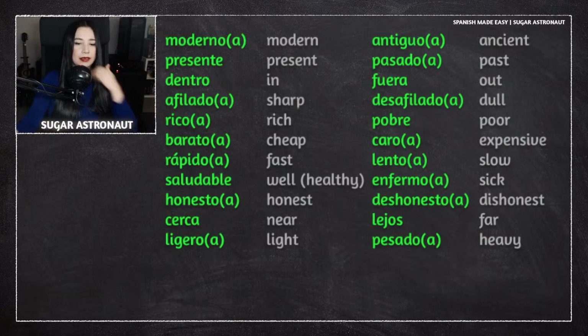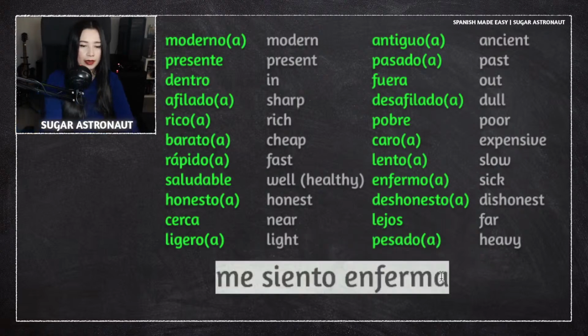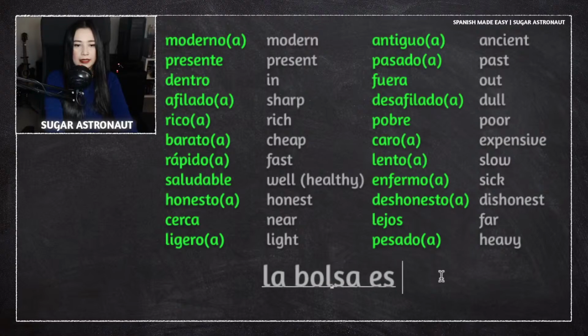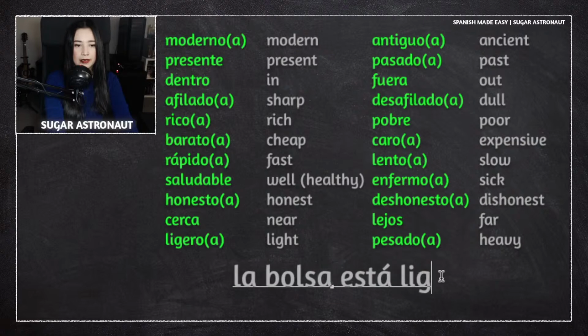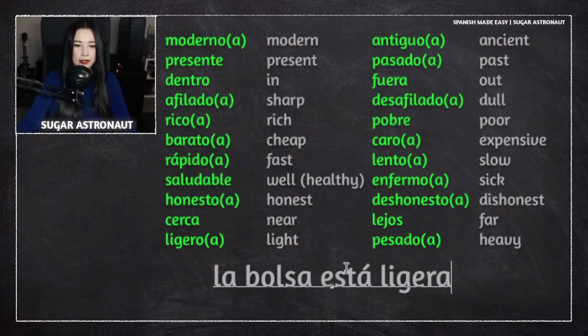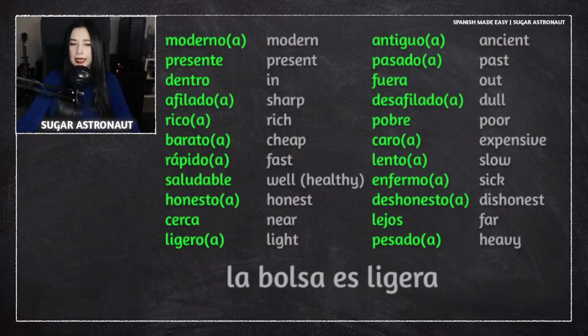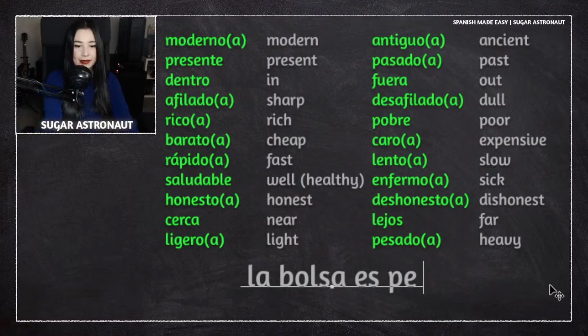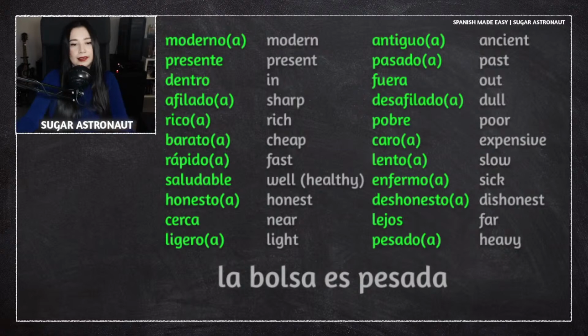They can also be feminine and plural. Of course, most words here that can be feminine can also be plural. Just letting you know. Ligero, ligera, ligeros, ligeras, pesado, pesada, pesados, pesadas. Okay? La bolsa es ligera. You can also say está ligera. The bag is light. It's not heavy. Okay? Or la bolsa es pesada. The bag is heavy. Okay? So ligero, pesado, ligera, pesada. Excellent. The next one.